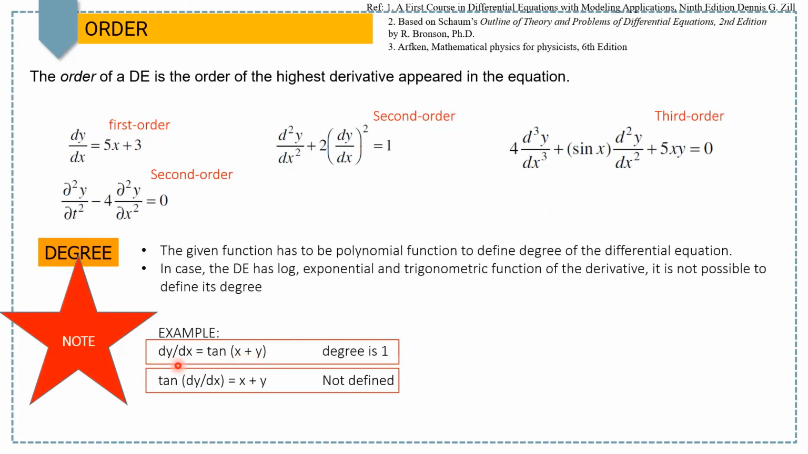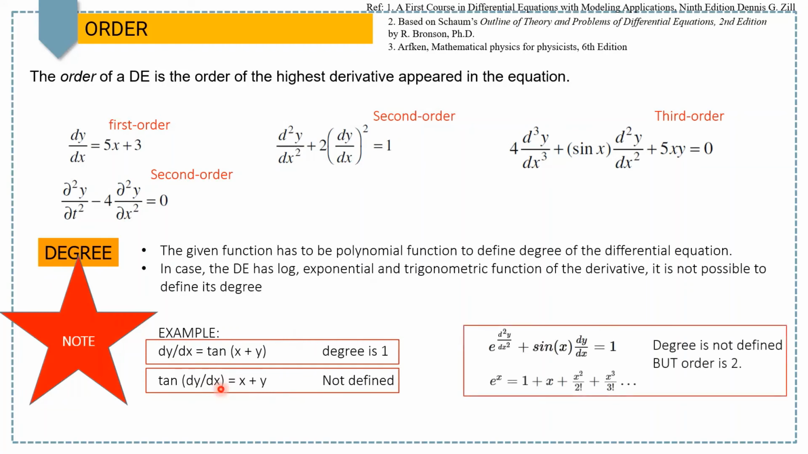So in this case, it is a well-defined differential equation having degree 1, because it is the first order derivative of y with respect to x having power 1, so the degree is 1. But in this differential equation, having tangent of the derivative of y with respect to x equal to x plus y, based on this definition, because tangent is a function of the derivative of y with respect to x, the degree of such a differential equation is not defined.